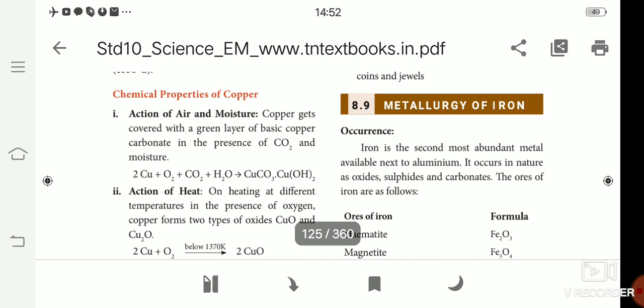So the metal is copper. Which is the metal? Copper. Copper is reactive in the presence of air. So in the presence of air, which elements are present?